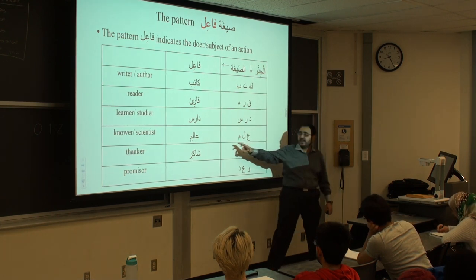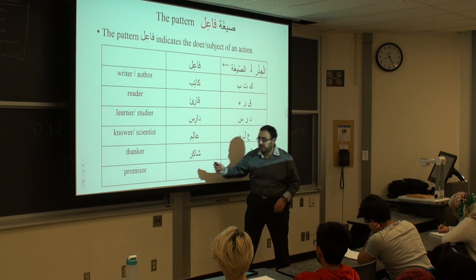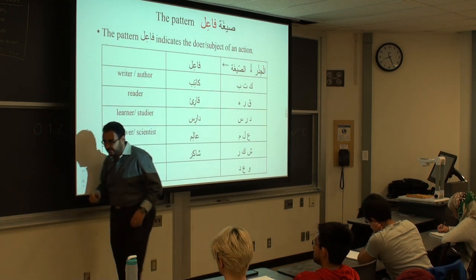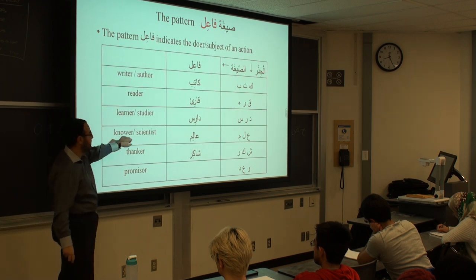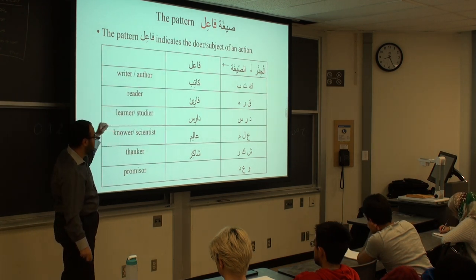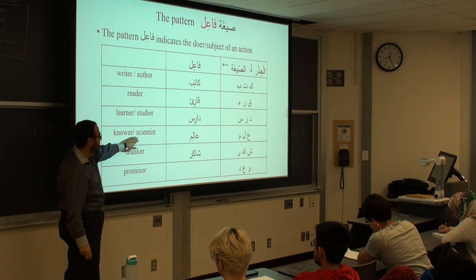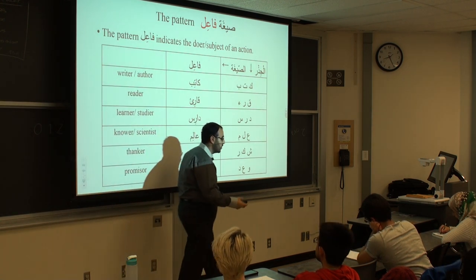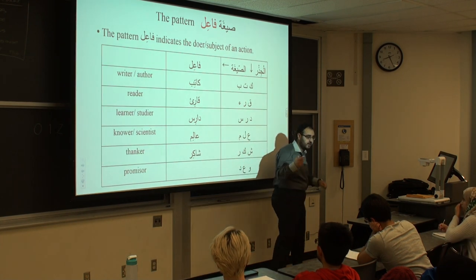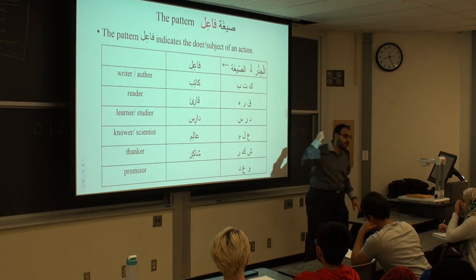Okay. So alim, literally and originally, it meant knower, i.e. a person who knows. And after that, it has acquired the semantic indication of scientist, i.e. scientist as a knower in his field. Okay. Let's move on to Reem.